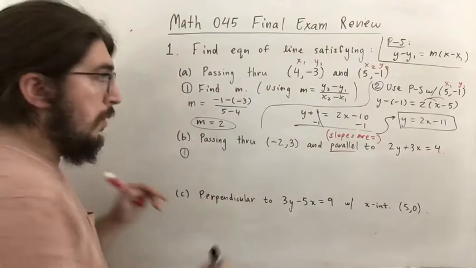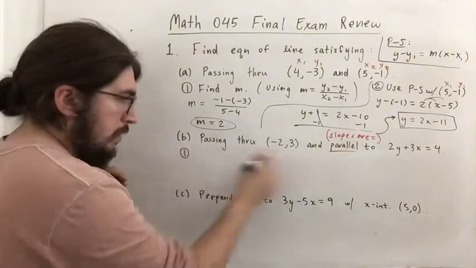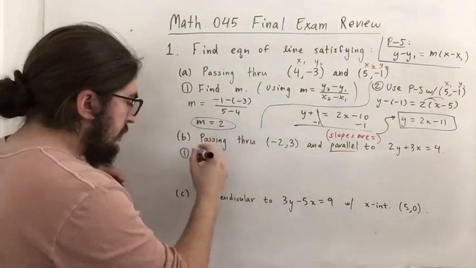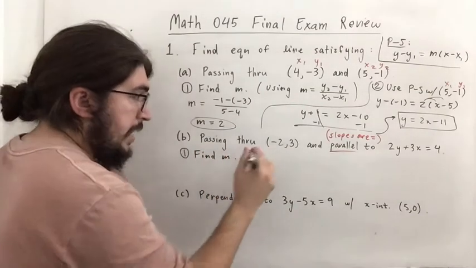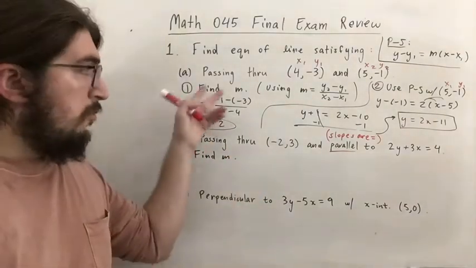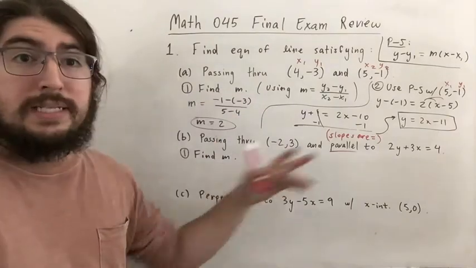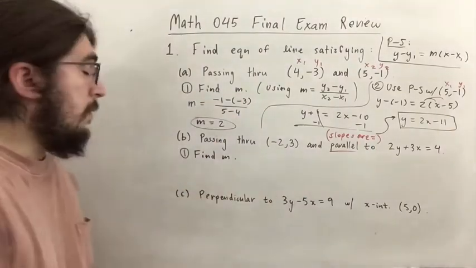So in step 1, just like above, same 2 steps. Find slope, use point slope, with the point given, of course. So I want to find m for the first step, and here I'll do so not by using the slope formula like with part A, but instead I'll do so by converting this to slope-intercept form.